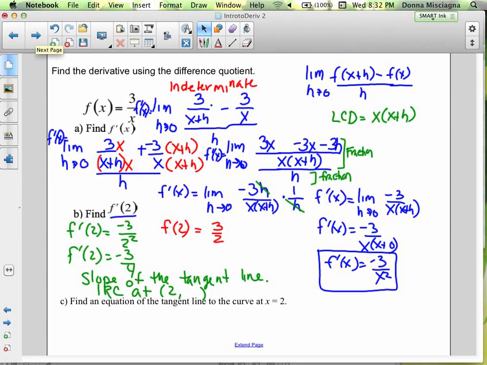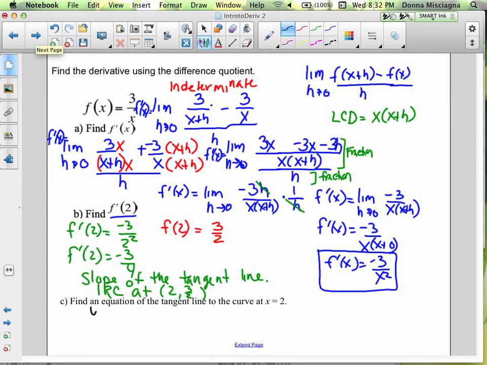All right, so the instantaneous rate of change, the slope of the tangent line, at (2, 3/2) is equal to negative 3/4. If we want to know the equation of the tangent line at (2, 3/2), what's the equation that represents that tangent line? All we have to do is plug into point-slope form.